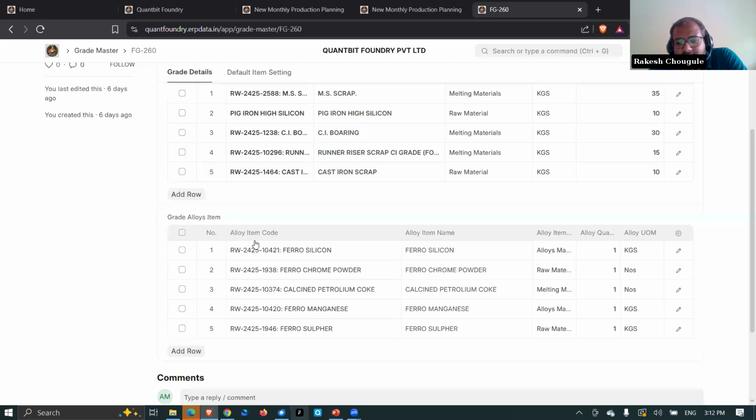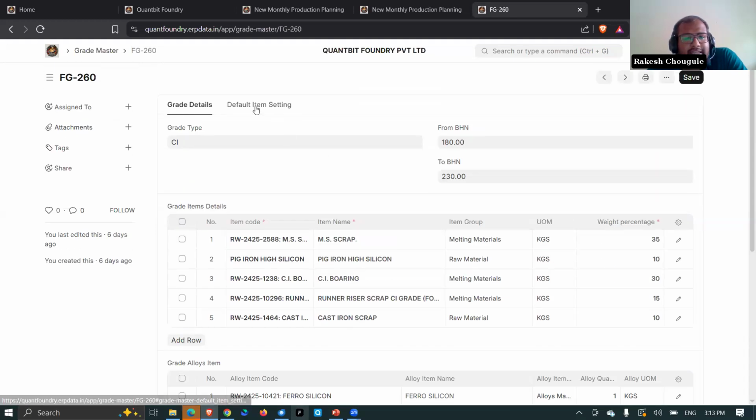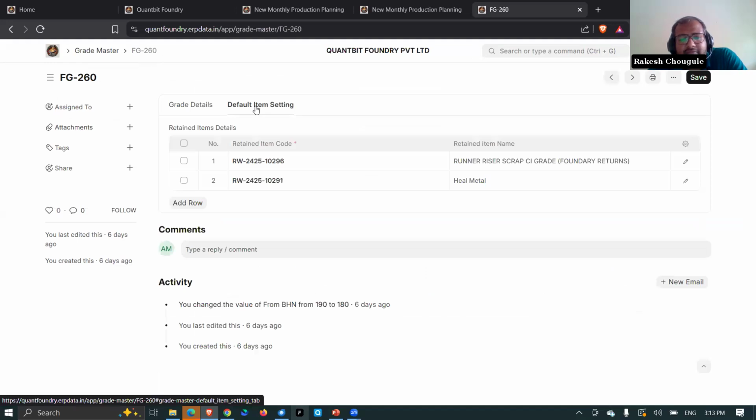Then there are alloys, which are one material of the foundry charge mix. We can add alloys separately also. And there is the runner riser, which we get after production. And if a certain molten metal is left, then we call it hill metal or anything. All such configuration is done in the grade master.